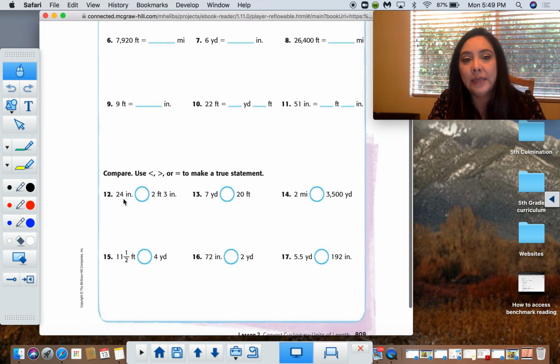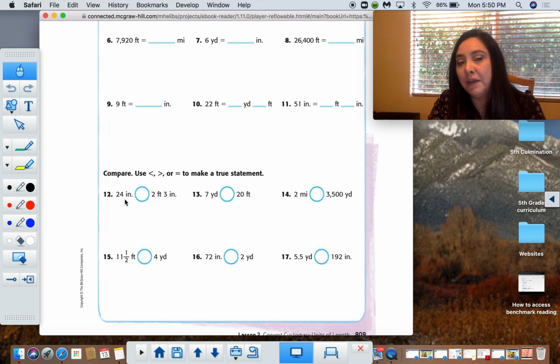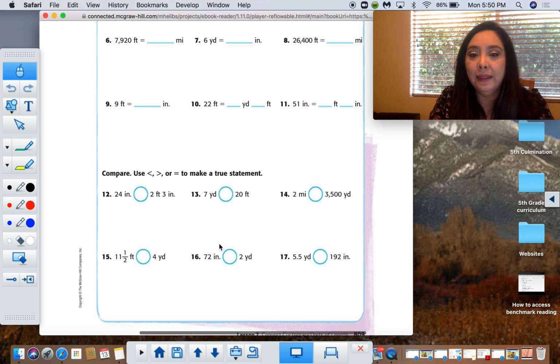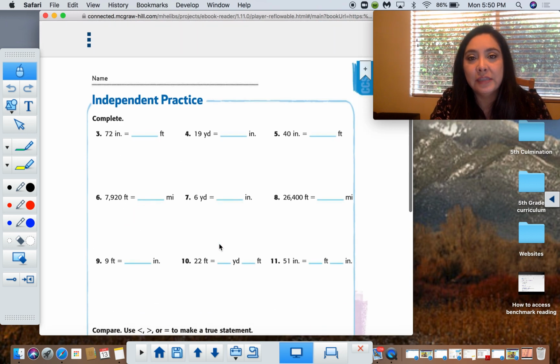Down here, you're going to have to make them both inches or both feet or both yards so you're able to compare. So 24 inches is the same thing as how many feet? I know that 24 divided by 12 is 2. So that's 2 feet. Which is bigger, 2 feet or 2 feet and 3 inches? You decide. Let me know. We'll go over the answers at the end of the week.